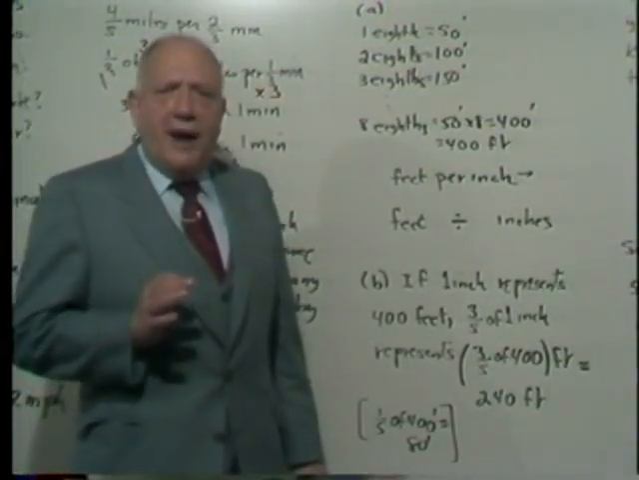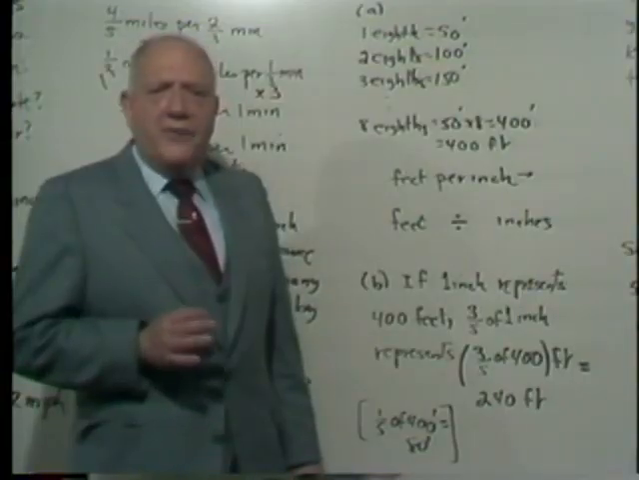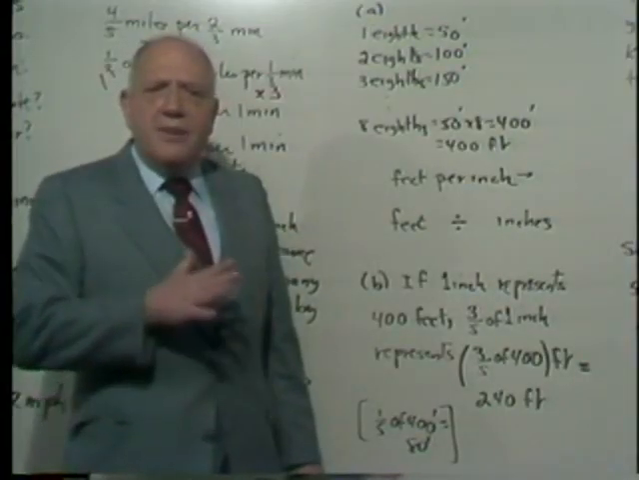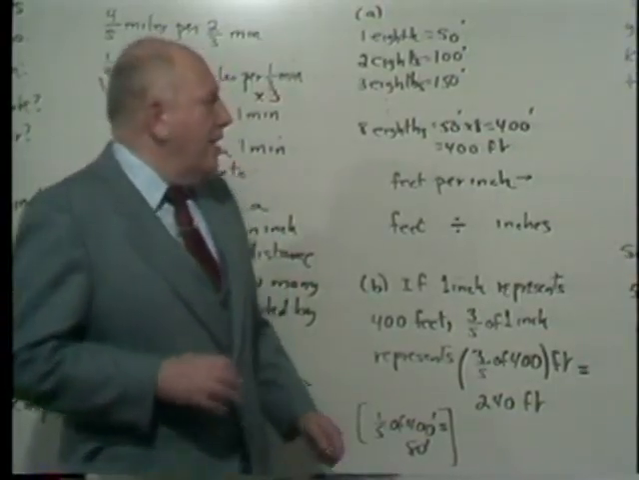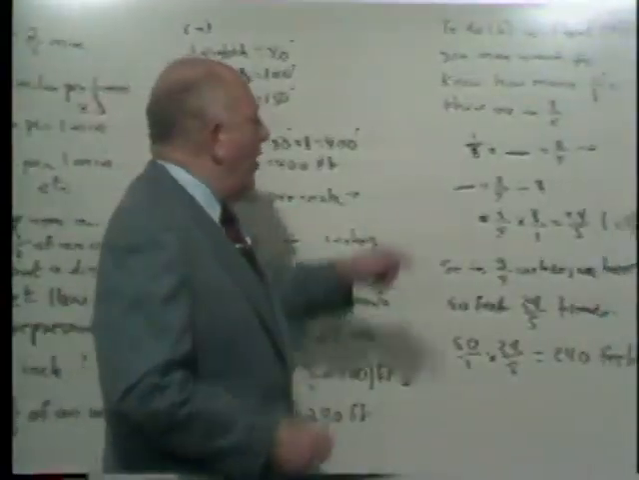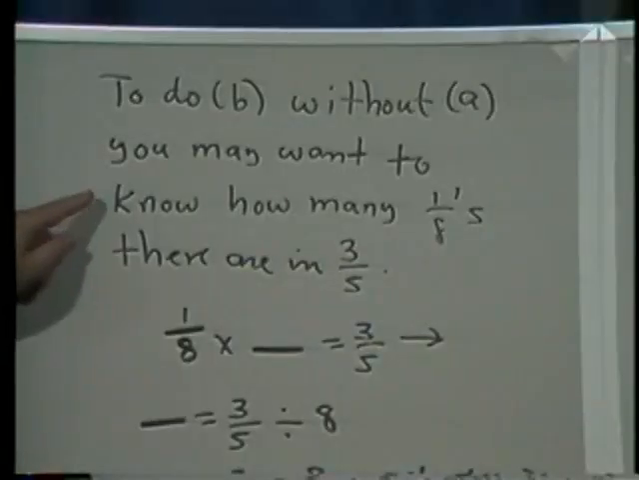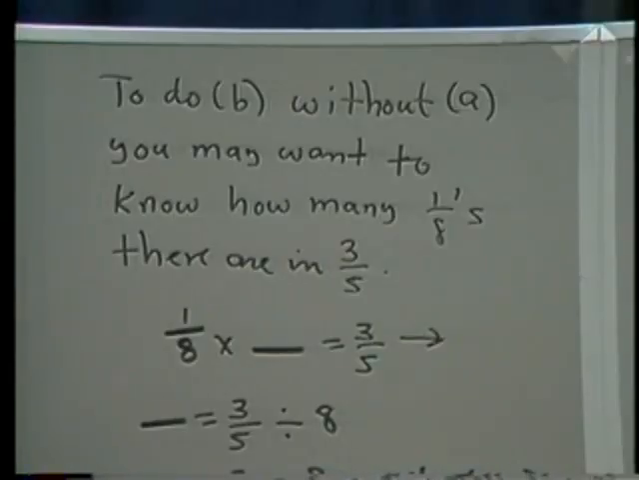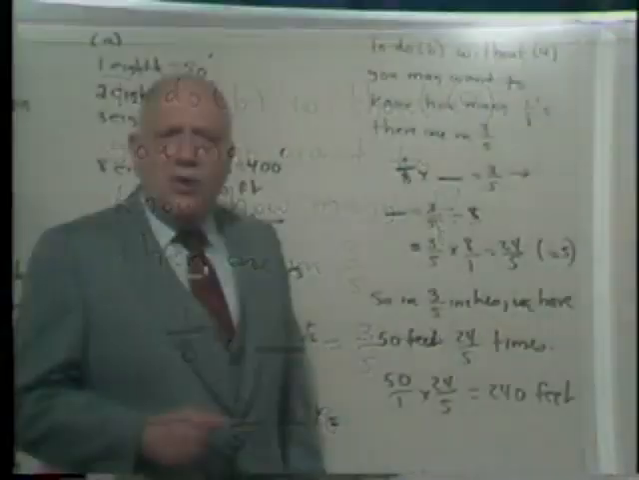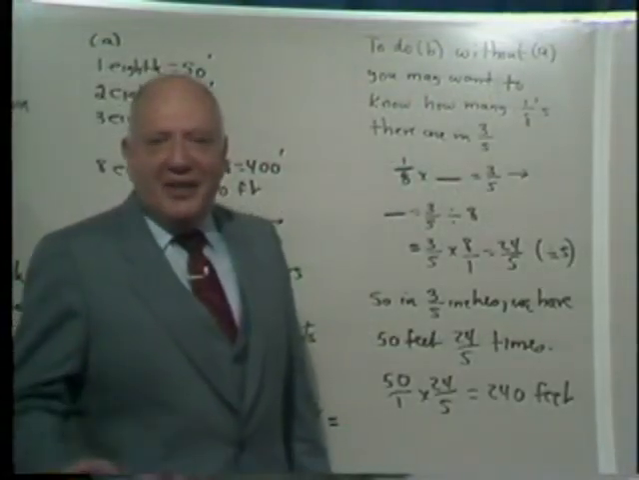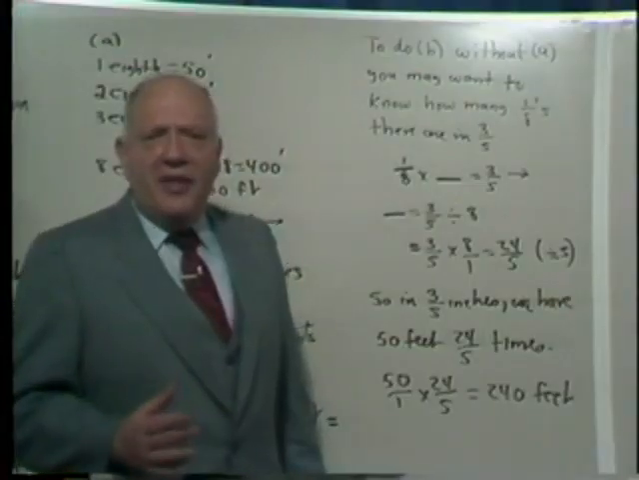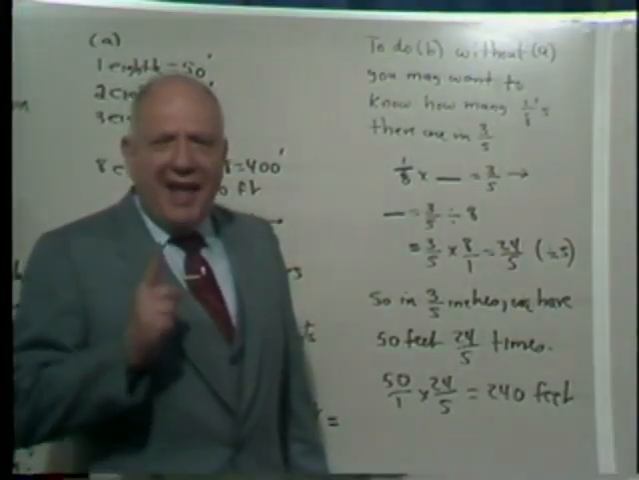Suppose you wanted to do Part B without having done Part A first. I want to show you it can be done, but that it's slightly more thought-oriented. See, to do Part B without A, what you may want to do is find out how many times 1/8 inch is in 3/5 of an inch. After all, how did we do Part A? Didn't we see how many eighths there were in a whole inch? But that was easy. There's what? 8/8 in a whole inch. How many eighths are there in 3/5 of an inch? That's a little bit tougher.